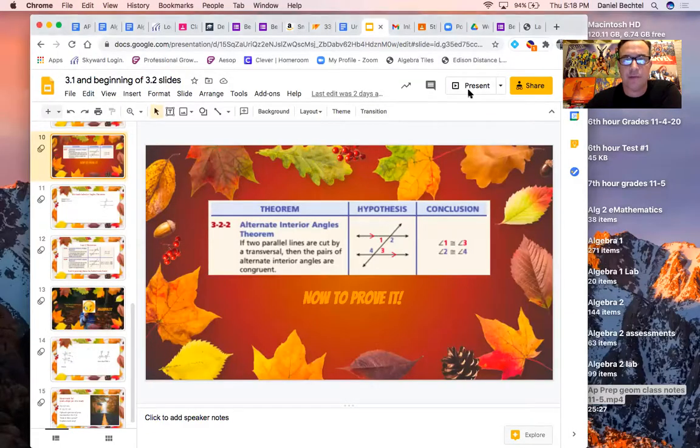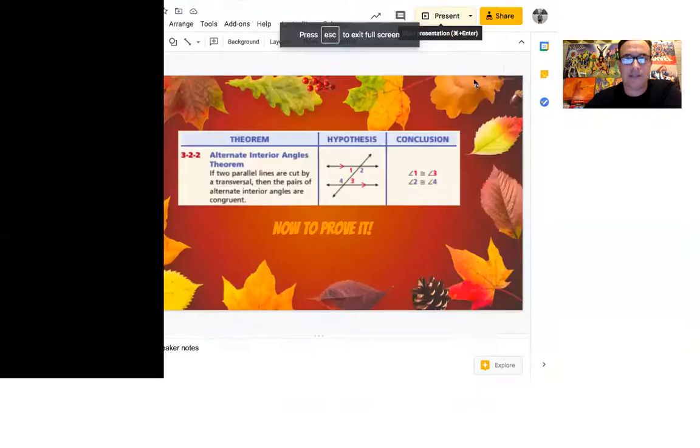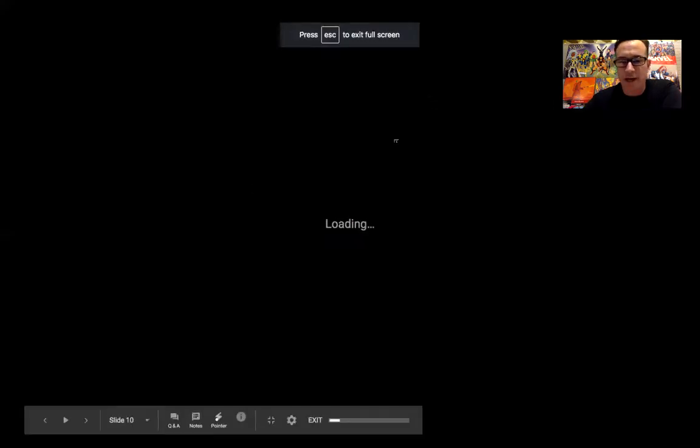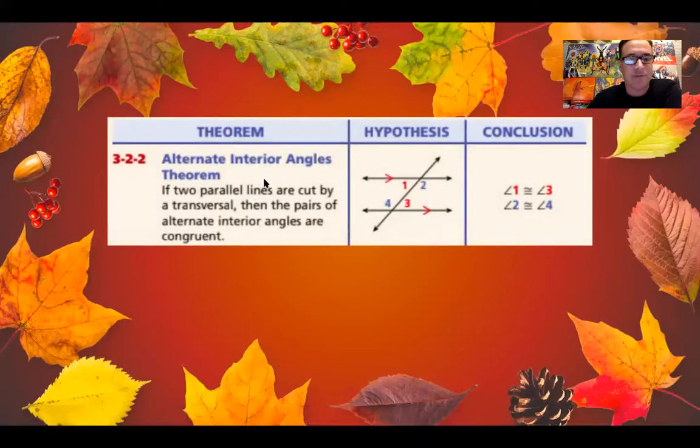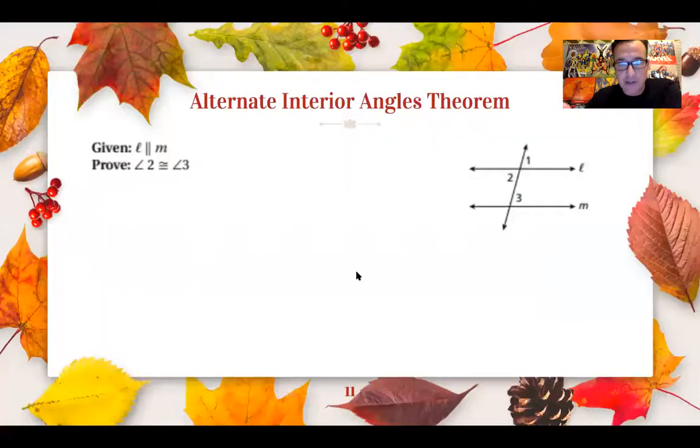All right, so here's where we are. We are in presentation mode. Right now, this is the alternate interior angles theorem. We talked about this a little bit yesterday: if you have two parallel lines that are cut by a transversal, then the alternate interior angle pairs are congruent. So 1 and 3, or 2 and 4. And now we are moving on to prove it.